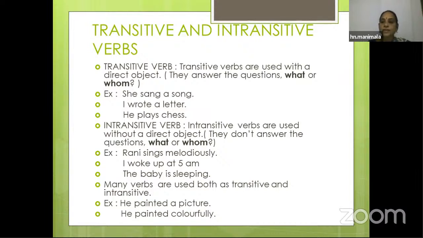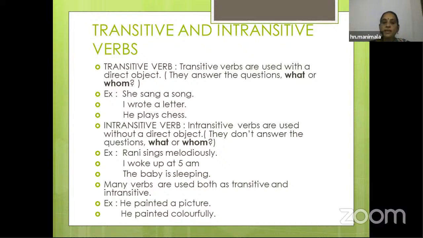So usually some sentences will have an object, but not every sentence must have an object, is it not? We make many sentences without an object also. So what are transitive verbs? Transitive verbs are used with a direct object. A transitive verb will have a direct object. They answer the questions what and whom.